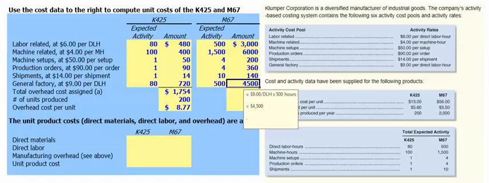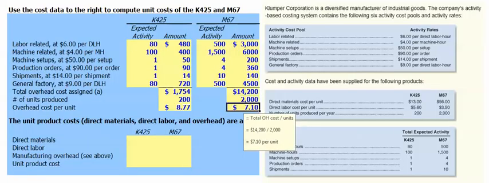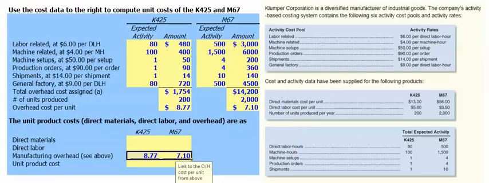Total overhead cost then assigned to the model M67 is $14,200. We expect to produce 2,000 units, so our overhead cost per unit will be $7.10. To calculate then our unit product cost, the first thing we'll do is pick up our estimated overhead cost per unit, our $8.77 and our $7.10.